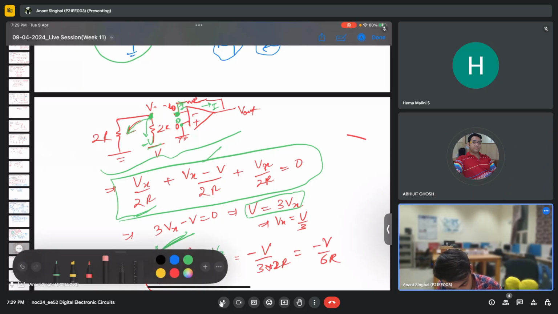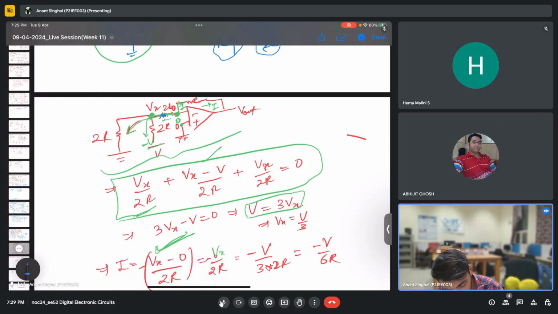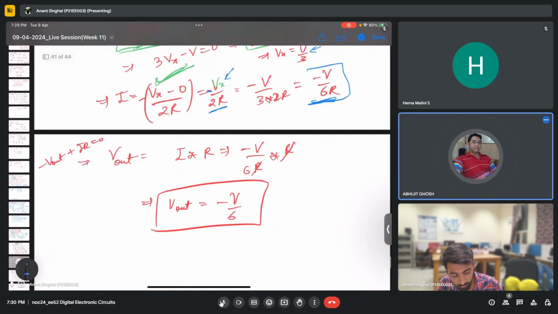In the question, the resistance here is given as 2R. The current here is equal to this current because it is grounded. So I is nothing but Vx by 2R with a minus sign, because I is not going inwards, it is going outwards. So here for Vx I applied V by 3, that is what we got. So the total I is minus V by 6R, and finally V is nothing but IR, which will give the answer.